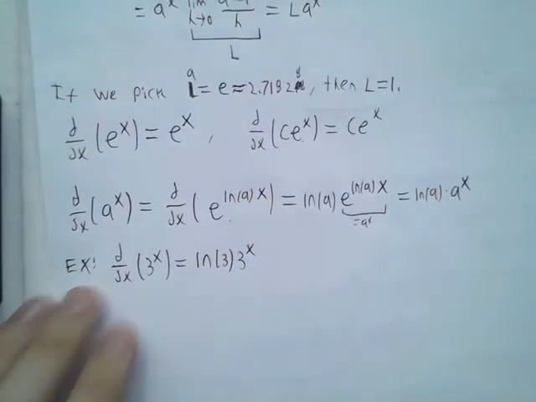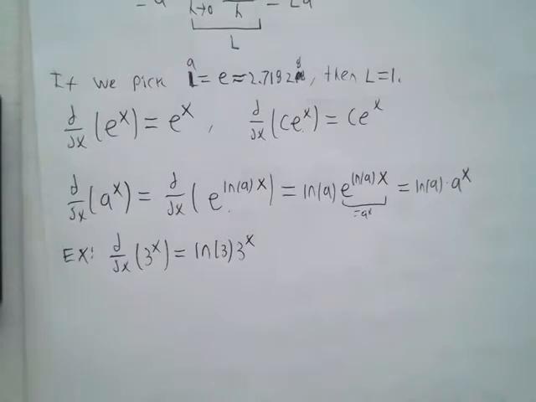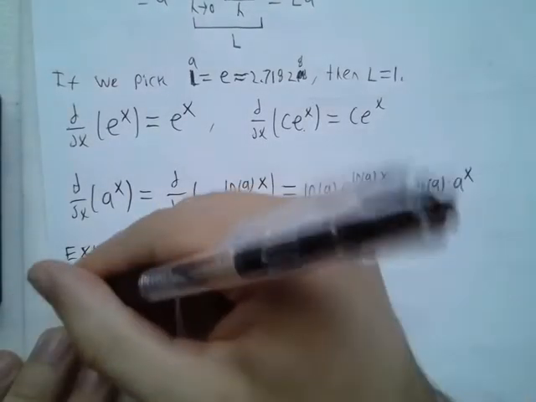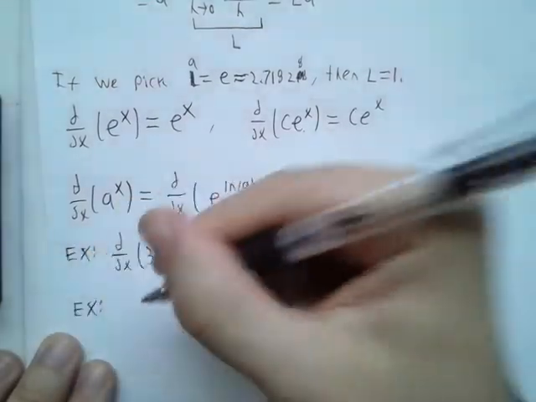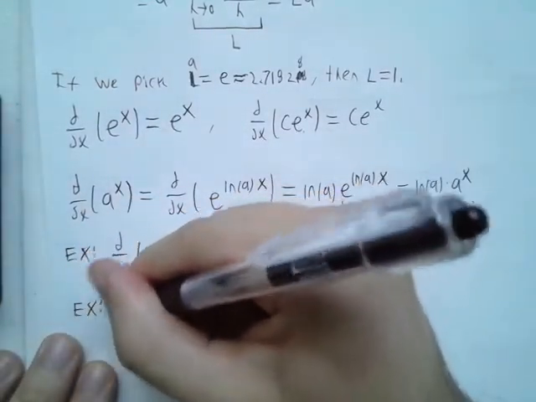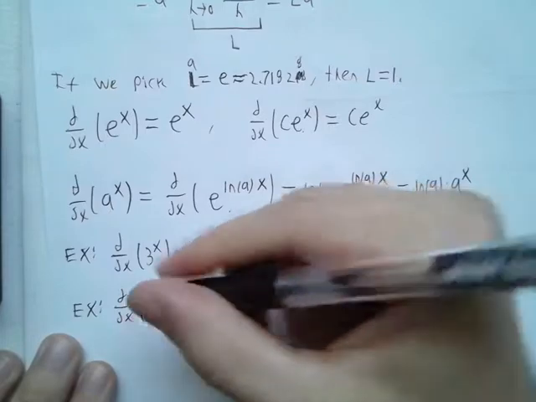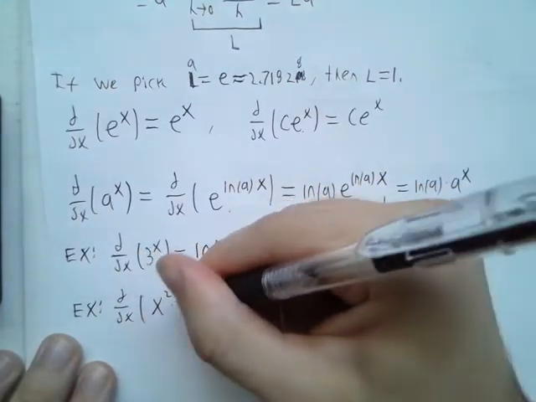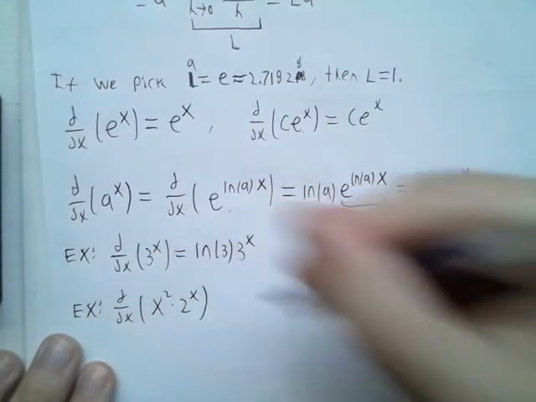So now we know how to differentiate power functions. We can do a lot more interesting things. So for example, let's suppose I want to take the derivative of x squared times 2 to the x. Well, now I can do this using the product rule.